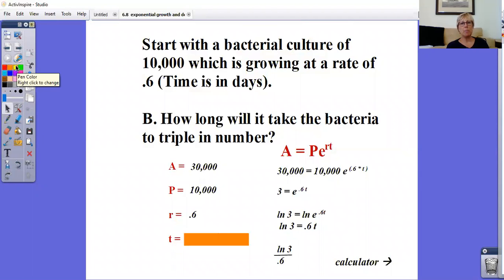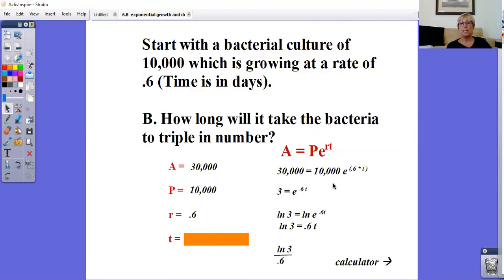So in this same problem, how long will it take the bacteria to triple in number? So I'm going to end up with 30,000 if I began with my 10,000 because I want to triple in number. My rate is 0.6, and now they're asking me for time. So I'll plug in the A, P, R, T.